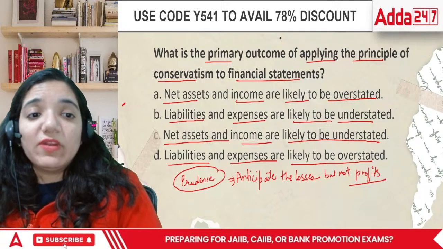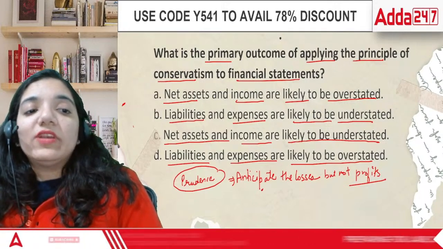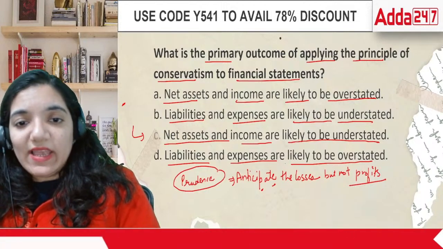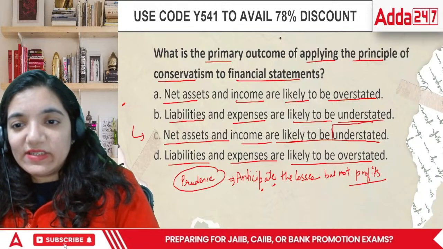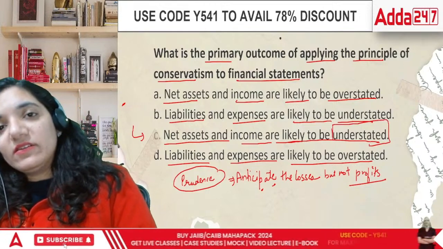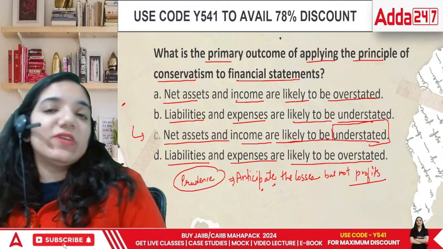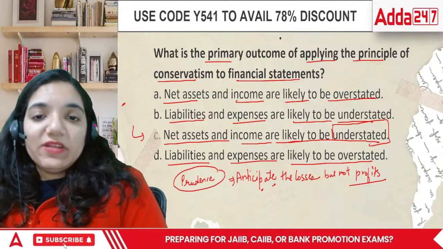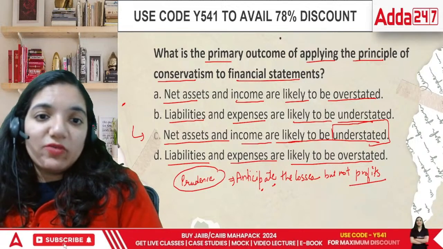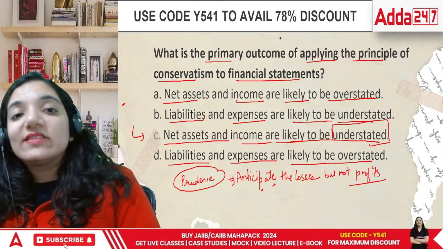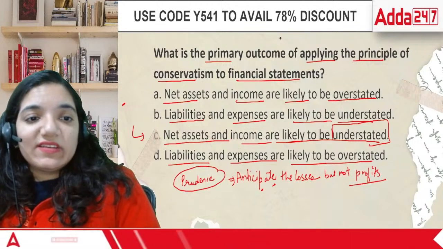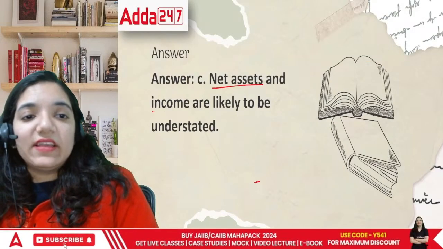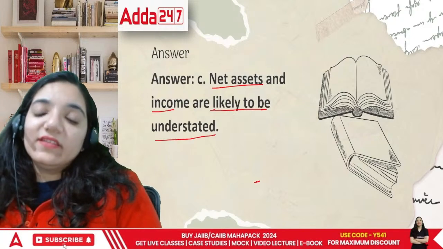So we are going to note down incomes and assets only at the understated level. Net assets, the current value, and the least value would be taken. Income, only the one which is completely certain would be recorded. That means we are not recording anything which is going to happen in future and is not certain yet. So in this case, the correct answer is C, that is, the net assets and income are likely to be understated.